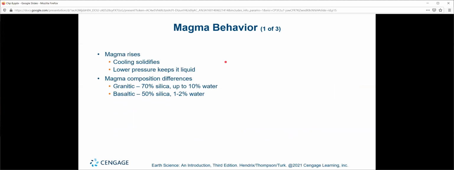So what happens when magmas rise? When the magmas rise, they cool, right? And they solidify. Magmatic composition, funny enough, differs greatly. We talked before about granites and basalts, mafic and felsic rocks. Those not only have different silica contents, which is the felsic-mafic comparison, but they also can have different water amounts. Granites tend to have a lot of water, basalts do not.